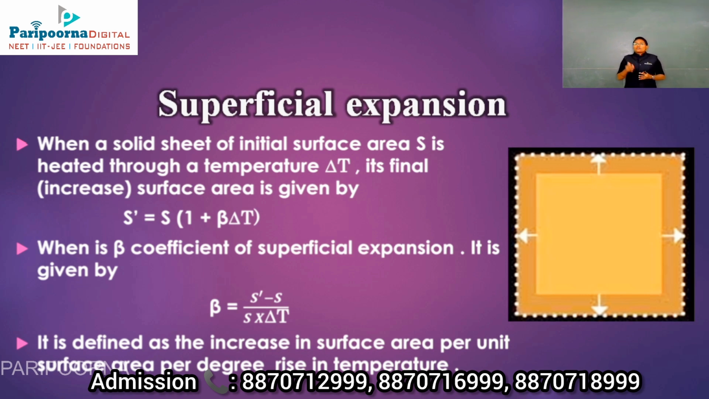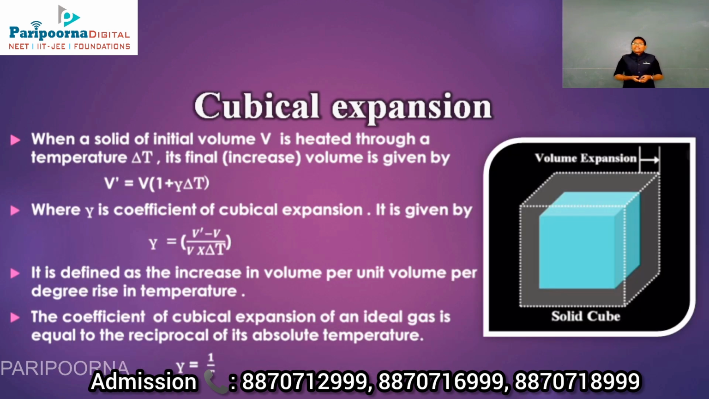The above equation can be written with the coefficient of superficial expansion as beta equal to S dash minus S divided by S into del T. It is defined as the increase in surface area per unit surface area per degree rise in the temperature. Likewise, another one is the cubical expansion.